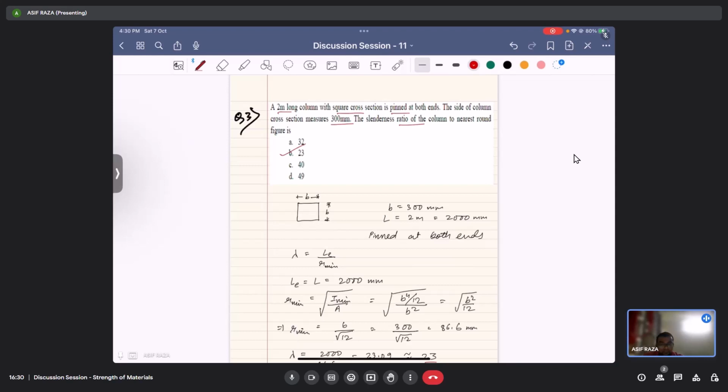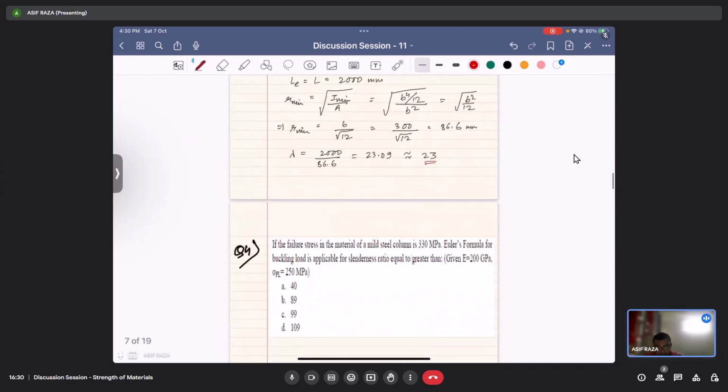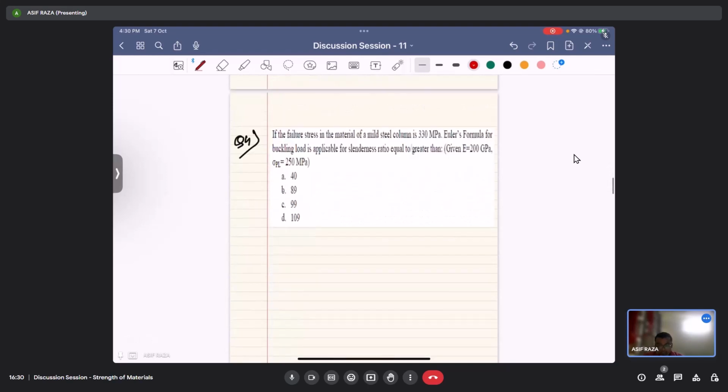Yeah, it's a quite easy question. Let's move on to the next question. Question number 4. If the failure stress in the material of a mild steel is 330 megapascal, Euler's formula for buckling load is applicable for slenderness ratio equal to or greater than. Given Young's modulus is 200 gigapascal and stress at proportional limit is 250 megapascal.